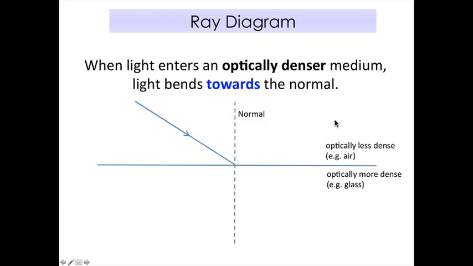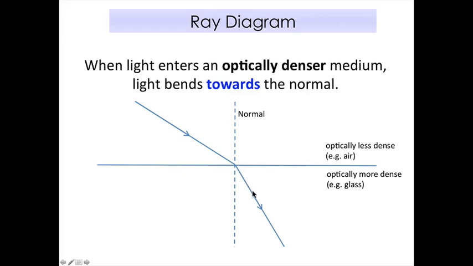Okay, so now here we have two different situations. First, we want to consider when light enters a more optically denser medium. For example, this is the incident ray. This is my optically less dense medium, for example air, and at the bottom here is glass. Glass is more dense, so if the light comes in here, how will it bend? Will it bend this way or will it bend downwards? The answer is it will bend towards the normal, in this case downwards.